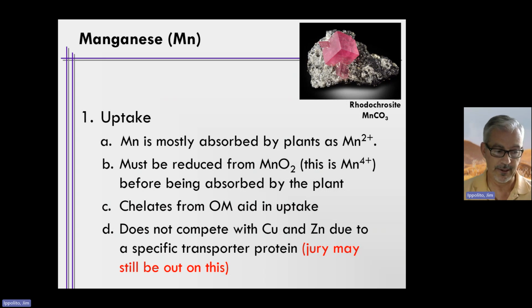The chelate grabs more manganese, carries it to the root, and releases it. Eventually, the chelate is degraded because it's organic in nature. It has a lot of carbon present in it, so it's attacked by microorganisms and degraded.